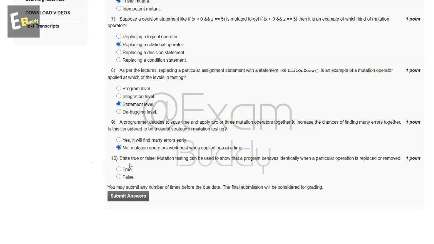Now the tenth question is, state true or false. Mutation testing can be used to show that a program behaves identically when a particular operation is replaced or removed. True or false? So the answer to our tenth question is A, true.